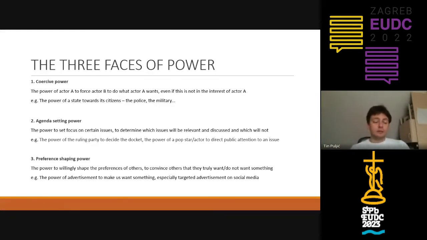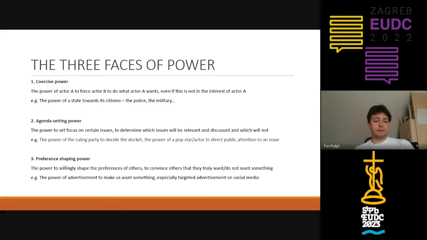Okay. The second type of power is agenda setting power. This refers to the power to set focus on certain issues, to determine which issues will be relevant and discussed and which will not. What does this mean? This means the ability to push something into discourse, to drive the public eye towards something, and to exclude certain issues. I think this is best explained through examples.